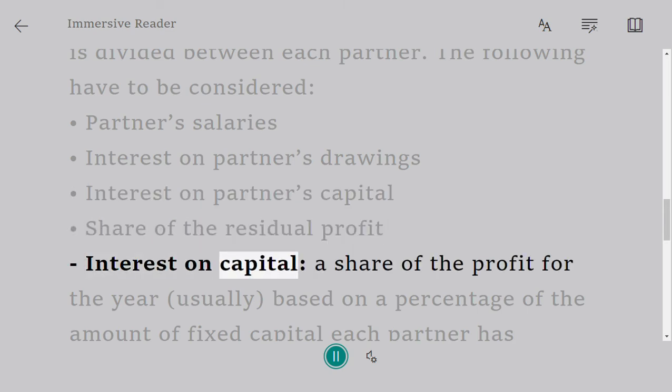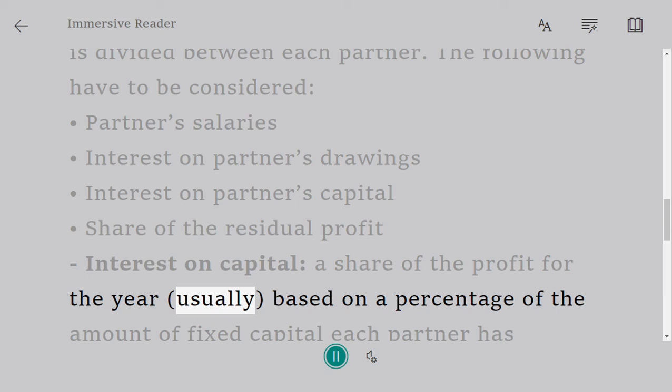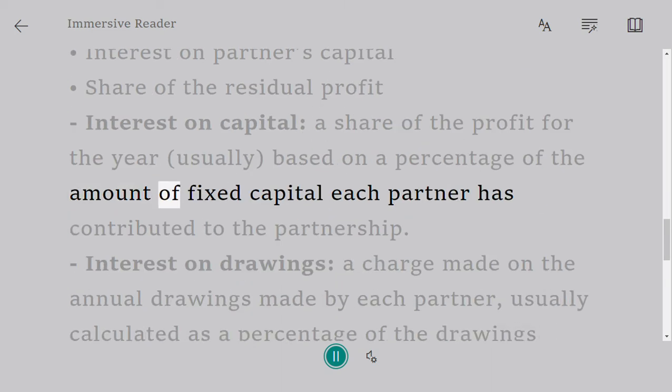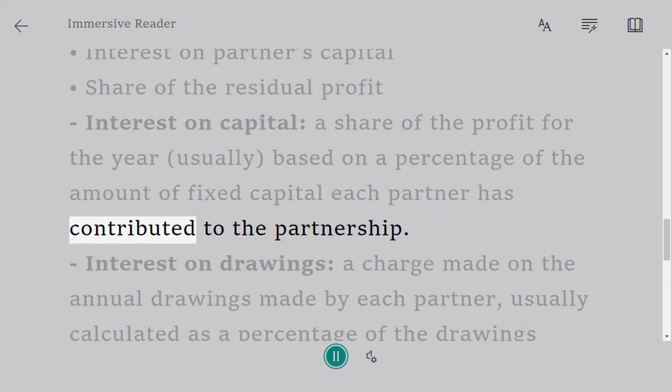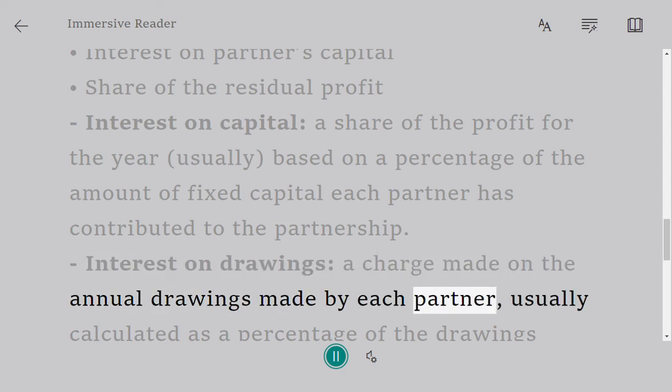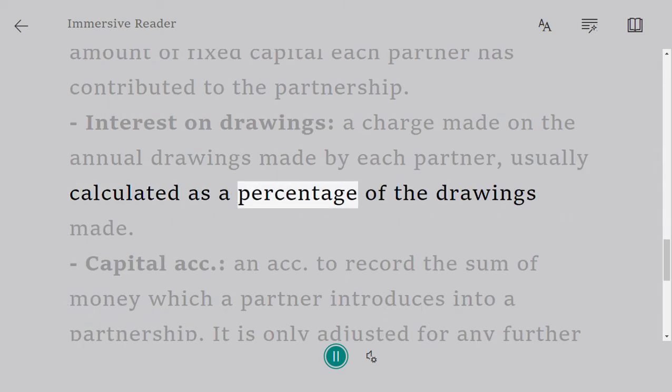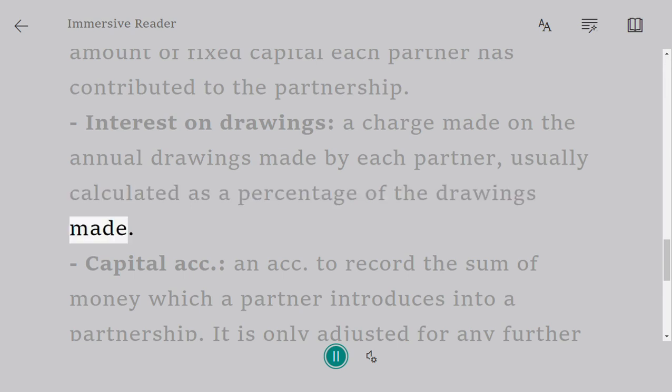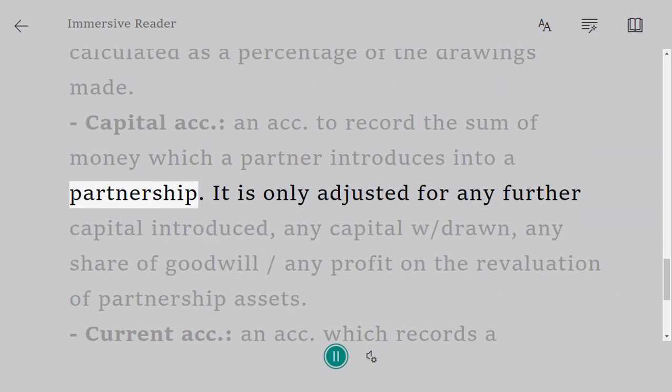Interest on capital, a share of the profit for the year, usually based on a percentage of the amount of fixed capital each partner has contributed to the partnership. Interest on drawings, a charge made on the annual drawings made by each partner, usually calculated as a percentage of the drawings made.